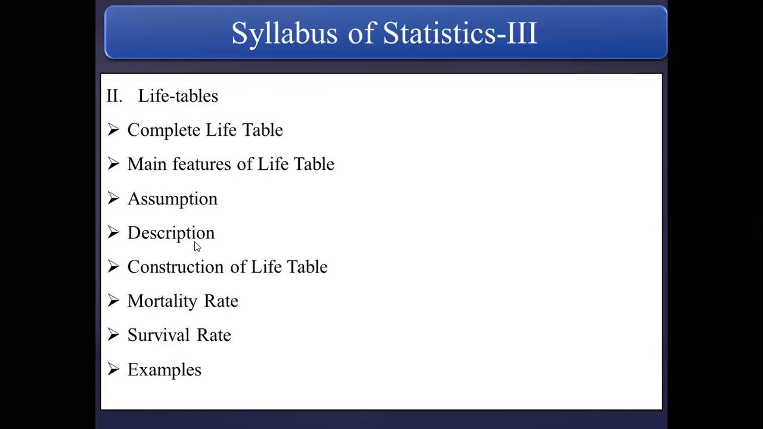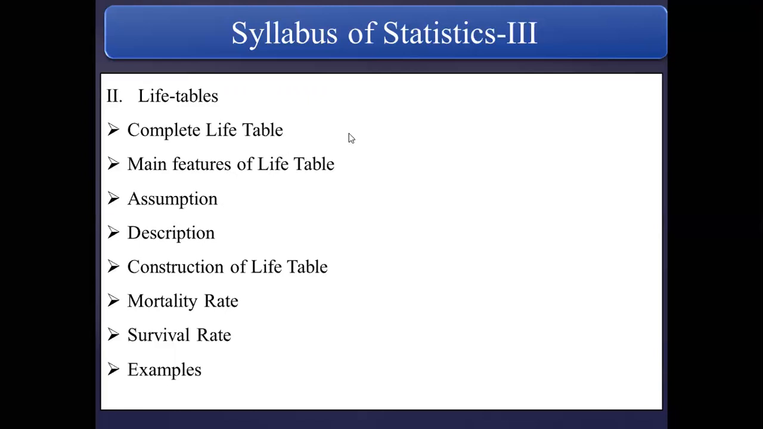Don't worry. Then construction of the life table. How can we prepare a complete life table from age 0 to the last age? Then we'll see mortality rate. Again, we have seen the concept of mortality earlier, that means death rate. Then we'll see survival rate, that means the chance or probability of a person surviving. Then finally we'll see the examples of the life table.